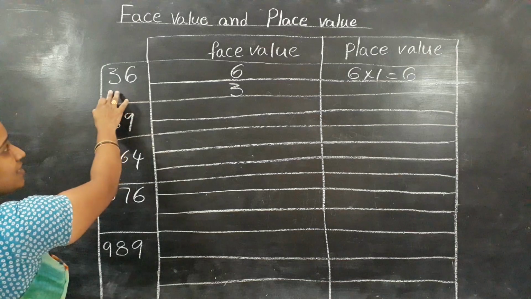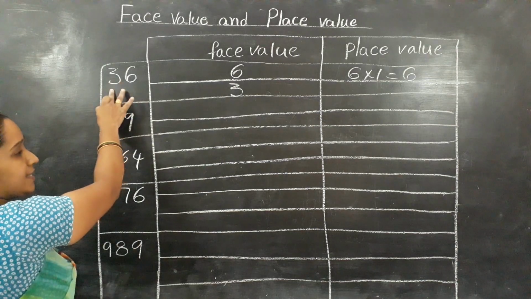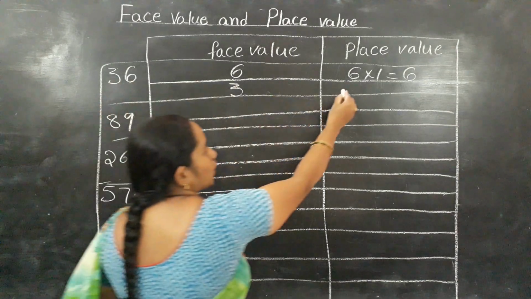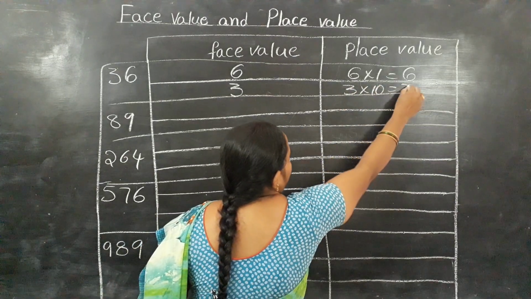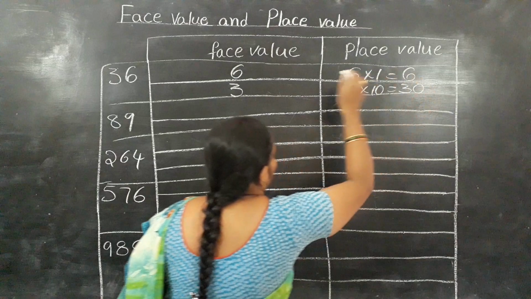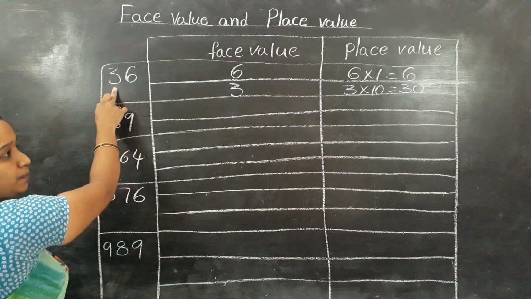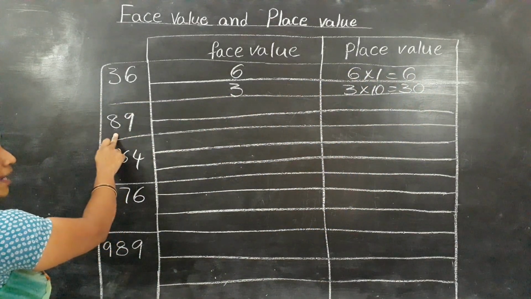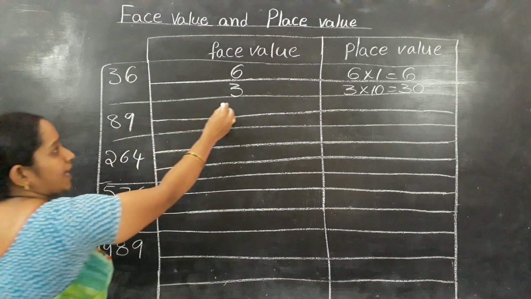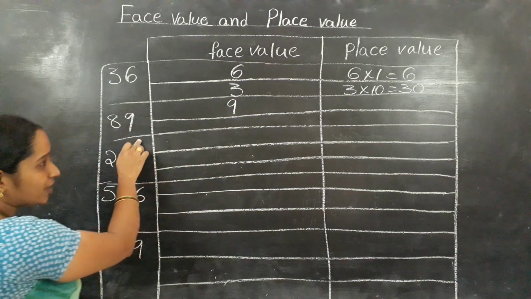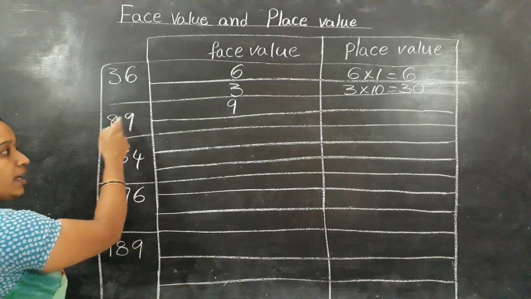And what is the place value of 3? It is in 10's place. So 3 into 10, 30. The place value of 3 is 30. And the next number, 89. What is the face value of 9? 9 itself. And what is the face value of 8? 8 itself.